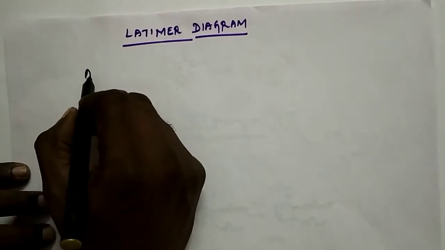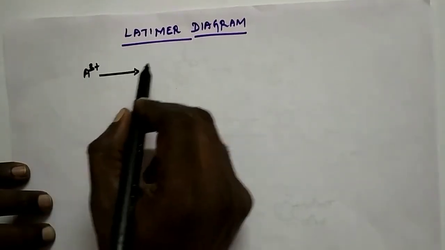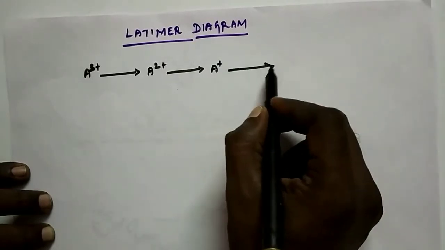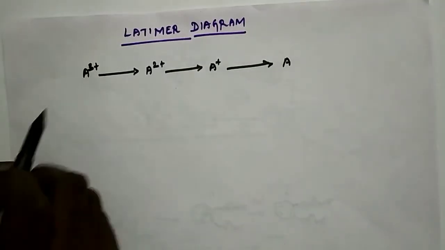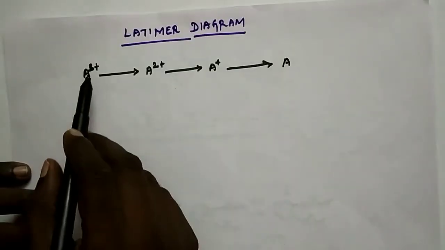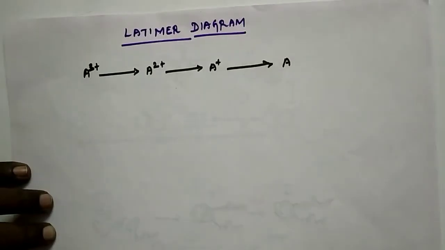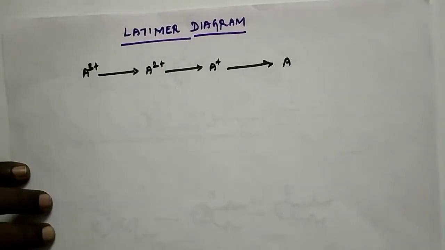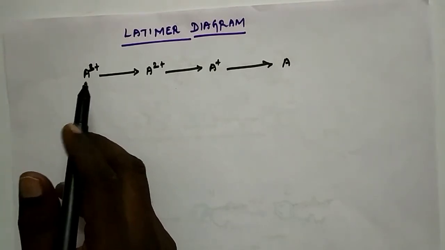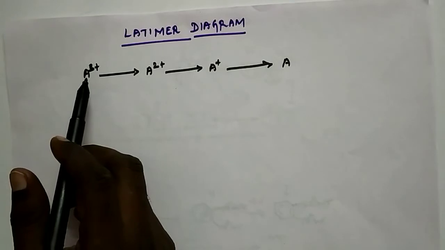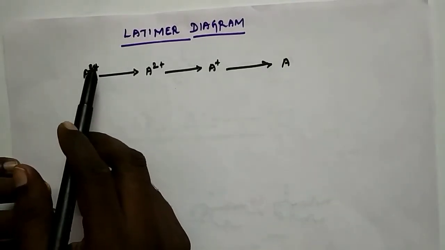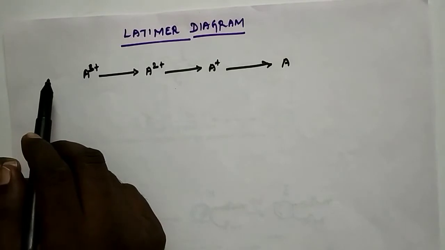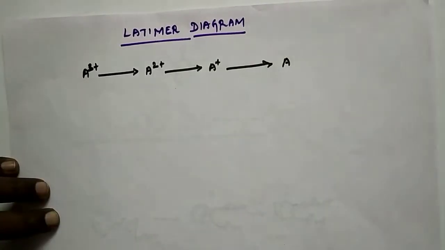Okay, so what is Latimer diagram? Say for example A3+ is reduced into A2+, again A2+ is reduced into A+, A+ is reduced into A0. So this is a sequential reduction reaction. 3+ to 2+, 2+ to +, + to 0. Overall 3 steps. That can be more than 3 steps, that doesn't matter. The point that you need to remember here is the same species everywhere, A only. Same element, but different oxidation states. The highest oxidation state is at the left terminus, and the lowest oxidation state is at the right terminus.